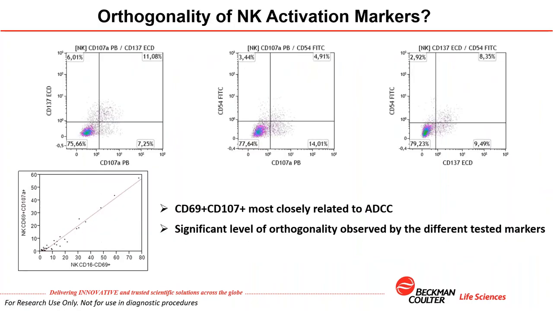You may wonder about the orthogonality or the complementarity of these three markers. Here there are some hints about this, with these three different dot plots illustrating the different combinations that we can have with these three different activation markers. What you can see is that there are not only positive cells, but all the combinations represented in the NK cell population, which means that each of these activation markers does bring some information to the table. But then if we plot the percentage of all the different phenotypes as a function of the CD16 negative, CD69 positive NK cell phenotype, we can see that the 107A is certainly the marker that is most closely related to the ADCC mechanism.